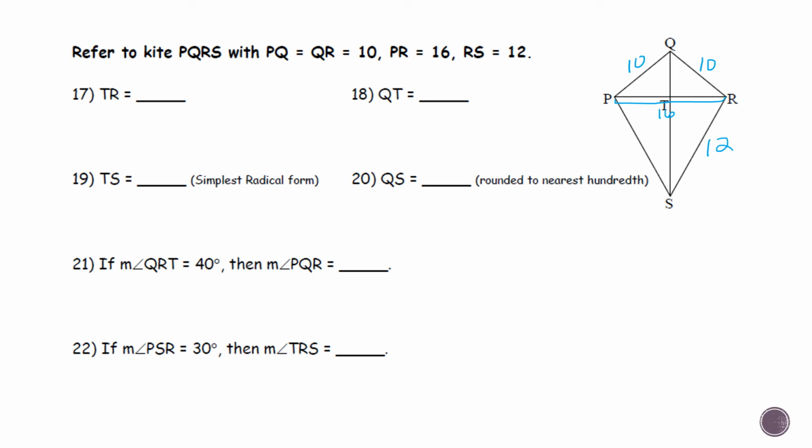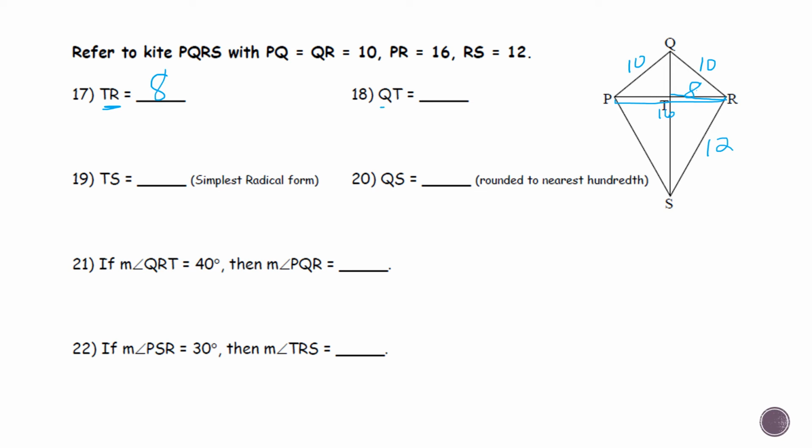First thing they want me to figure out is TR. TR is just this little section right here, T to R. What does TR equal? Well, TR is part of my second diagonal here, and we know that the diagonal from Q to S is going to bisect that other diagonal. So if it bisects 16, that means it's going to cut 16 in half. So TR is going to be 8. I'm going to jot that in here. That one's going to be 8.